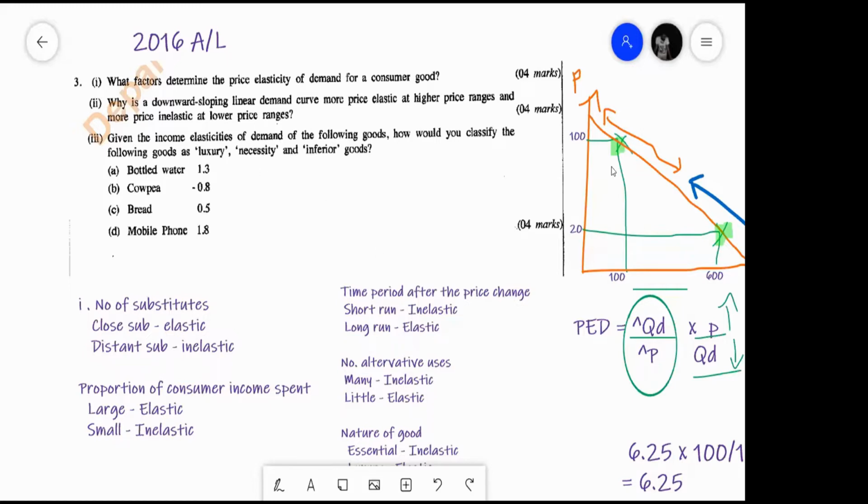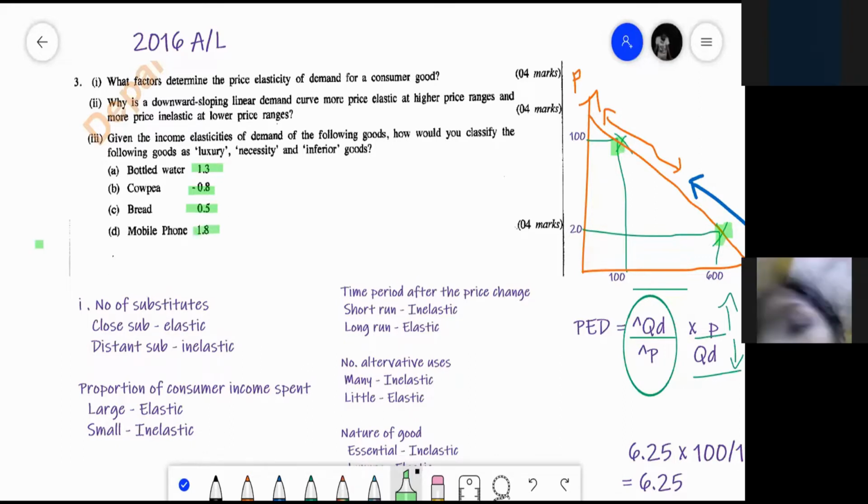Should you write the definition for PED? Maybe if you want, you can write, but not really needed. Okay, so I'm just going to dictate the answers, guys. Bottled water is luxury, more than 1. Cowpea is a negative 0.8, a minus 0.8. It's going to be an inferior good. Plus 0.5 will be a necessity good, and 1.8 again will be a luxury good.